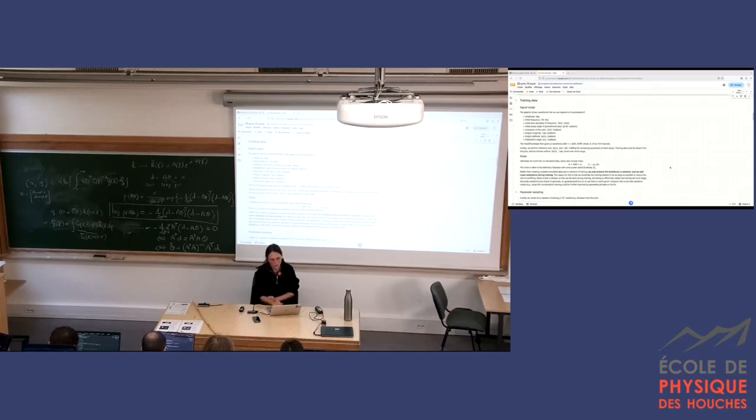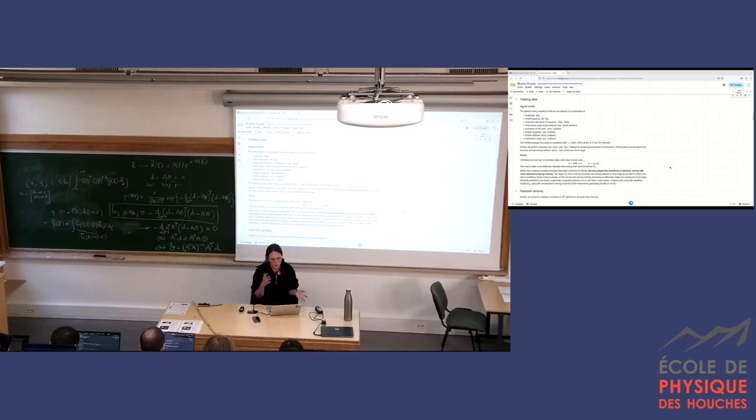Then we need to prepare our training data. So our training data would be our waveforms plus noise. The galactic binary waveforms are quite simple. They're parameterized by 8 parameters: the amplitude, initial frequency.